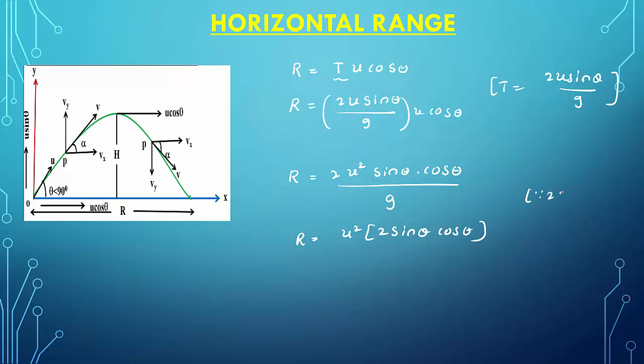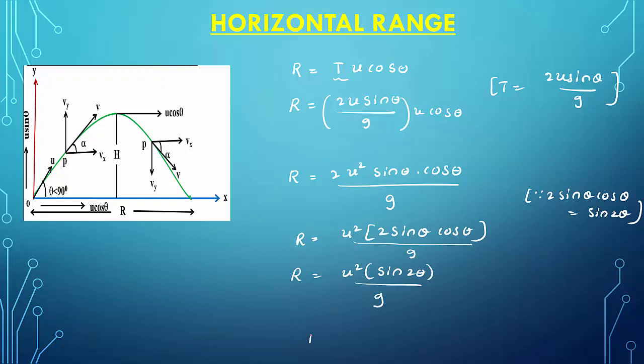In mathematics you studied that 2 sin theta into cos theta is equal to sine of 2 theta. This identity I am using here. So this equation becomes u square into sine of 2 theta divided by g. So we get R equals u square sine 2 theta divided by g. This is the equation for horizontal range, or simply range: R equals u square sine 2 theta divided by g.